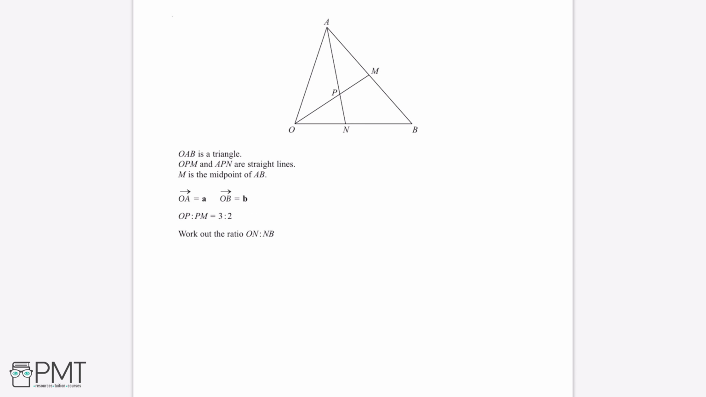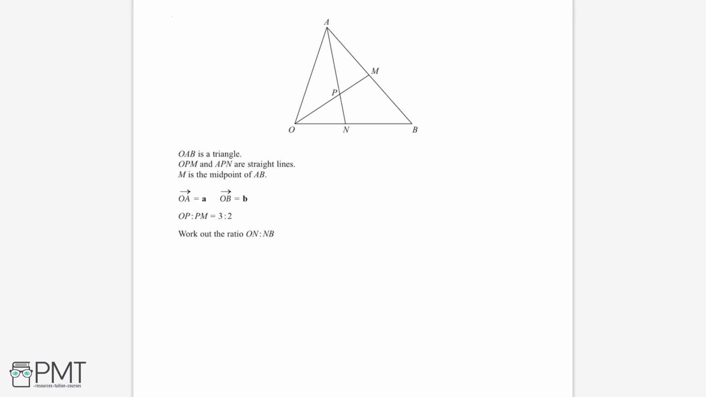OAB is a triangle. OPM and APN are straight lines. M is the midpoint of AB. OA is equal to a, OB is equal to b. The ratio of OP to PM is 3 to 2. Work out the ratio of ON to NB.